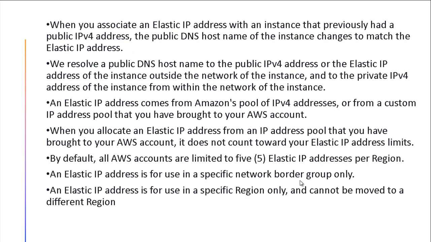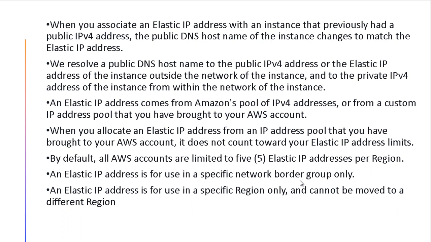When you associate an Elastic IP address with an instance that previously had a public IP address, the public host name of that instance changes to match the Elastic IP address. We resolve a public DNS host name to the public IPv4 address or the Elastic IP address of the instance outside the network of that instance, and to the private IPv4 address from within the network of the instance.